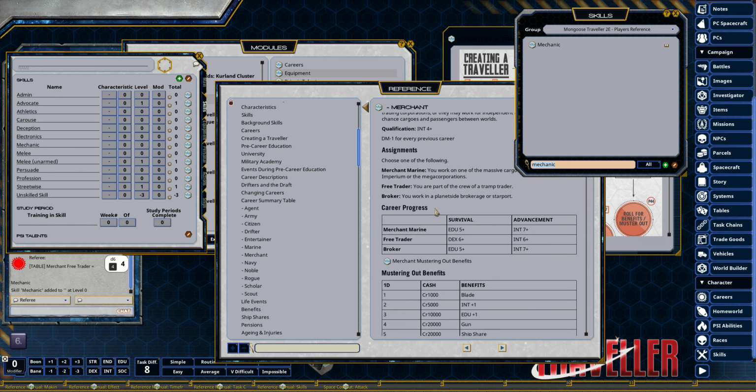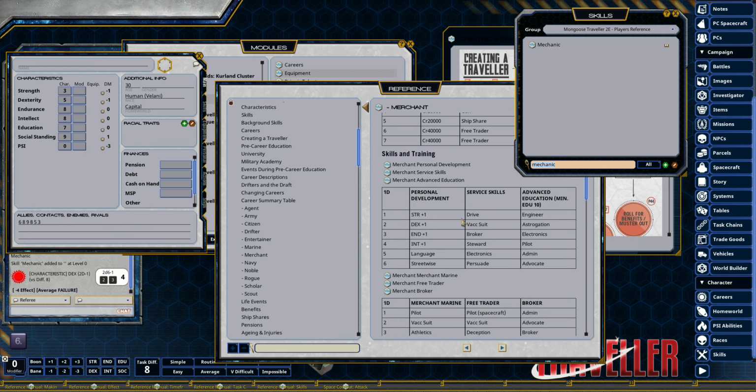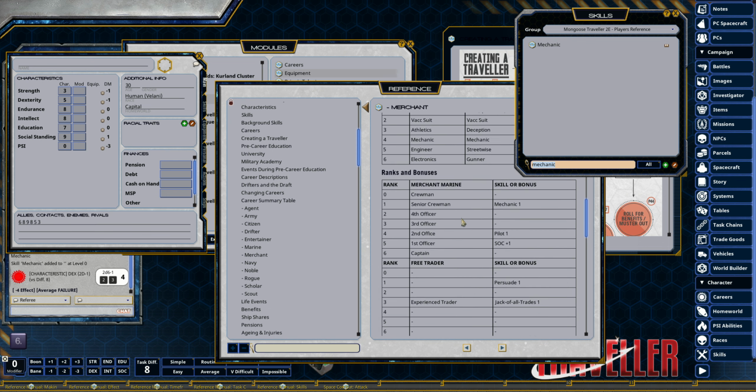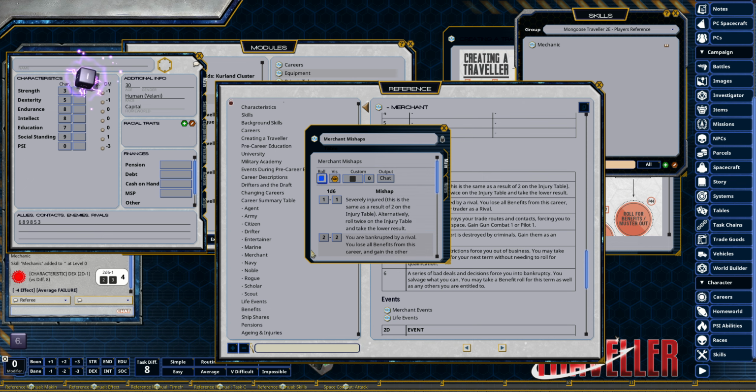Now, I roll to see if I survive. Do I survive? What is the survival? Education, dexterity 6+. Oh, ouch. Let's see if I can make it. I do not. I have a mishap. Great. Mishap. And then a mishap, of course, means that I get kicked out, probably. But let's see what I get for the mishap. This character is having bad luck.